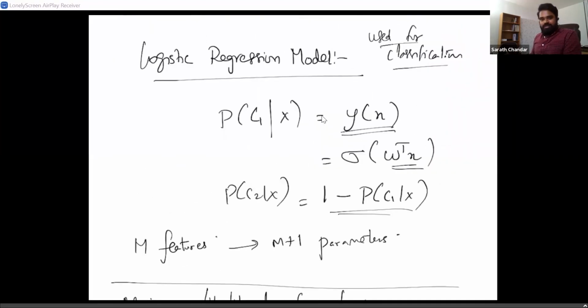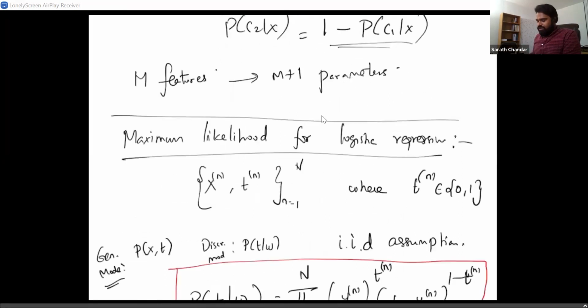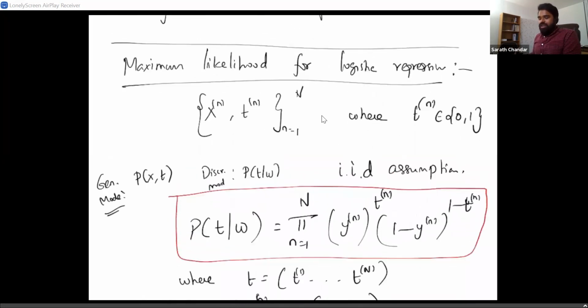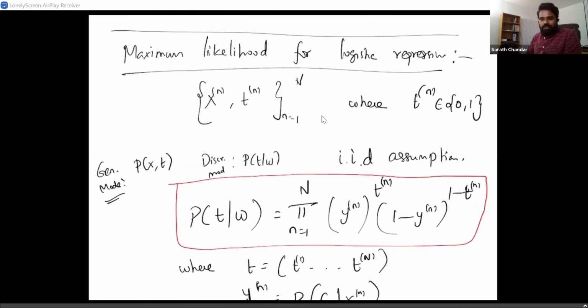Logistic regression is a very simple classifier where the probability of C1 given X is given by Y of X, where Y of X is sigma of W transpose X. We added the sigmoid function on top of the linear model so that the probability is between 0 and 1. It is a very simple classifier compared to GDA because it has only m plus 1 parameters, if you have m features. We also discussed how to learn these parameters using the maximum likelihood approach.